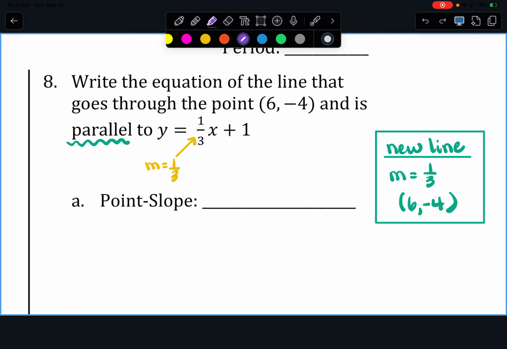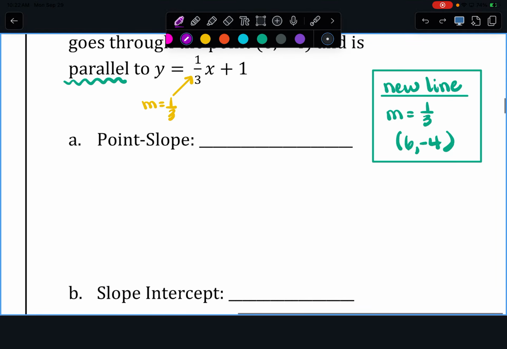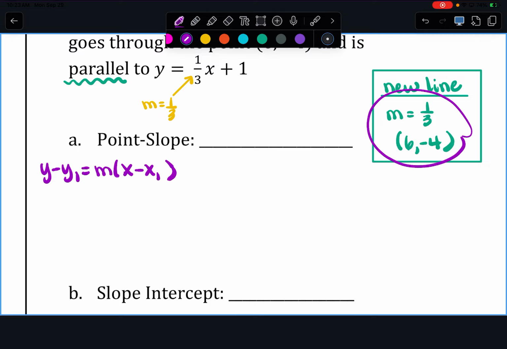Now, unfortunately, this point is not a y-intercept, so I'm going to have to use point slope form, which it asked me to do right here anyway. The formula chart's handy. Please remember point slope form is y minus y1 equals m times x minus x1. You have all that information right here. You literally just have to put it in the formula correctly.